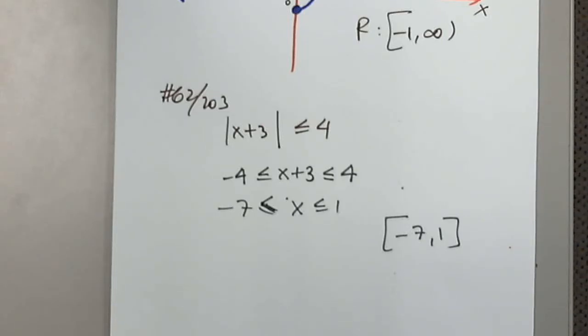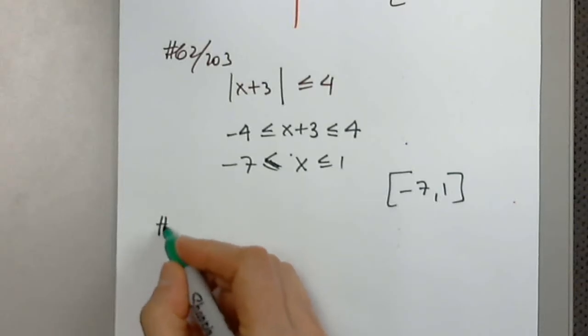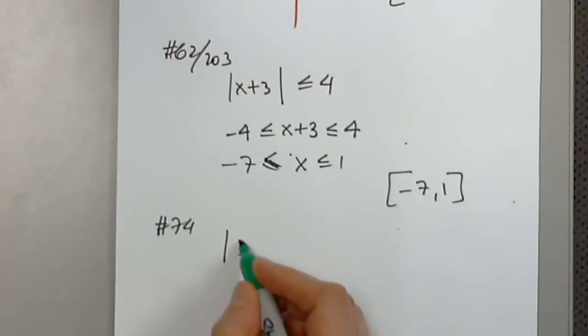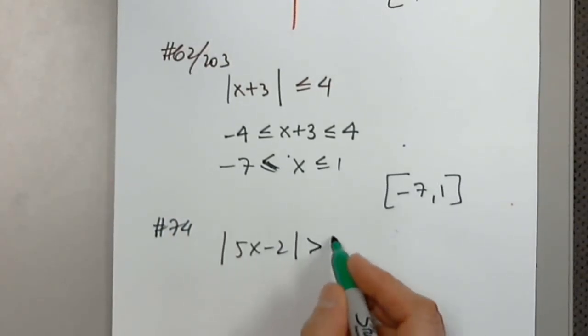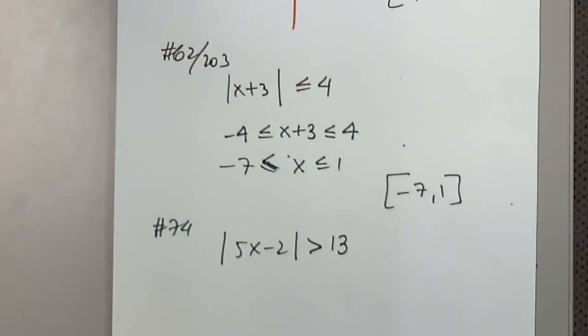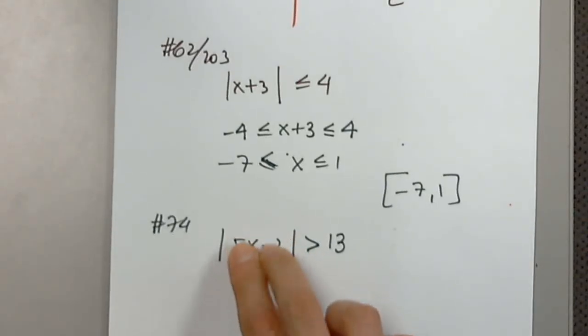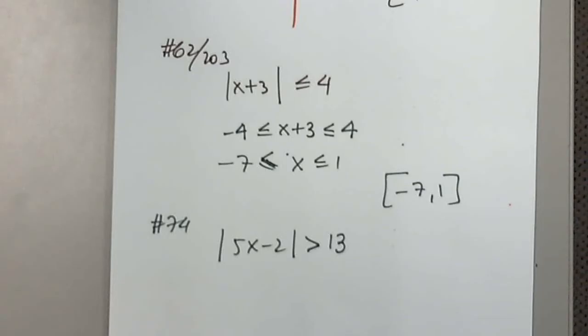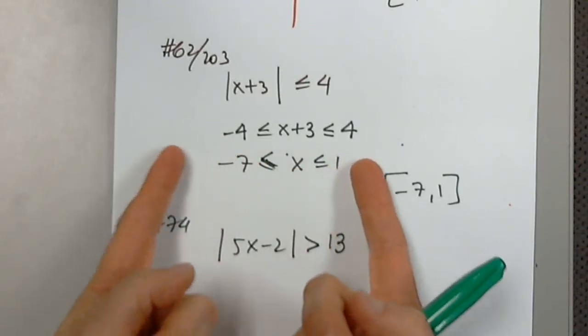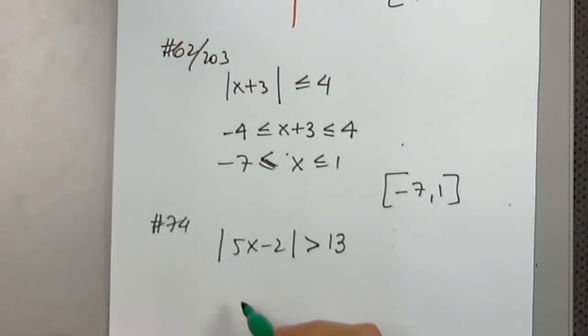Okay, let's take a look at 74. The absolute value of 5x minus 2 greater than 13. Totally different story. Different idea. So what do I do now? So now this problem is telling us this. 13 or more. So this could not be presented like this. So then, out. Out, exactly.